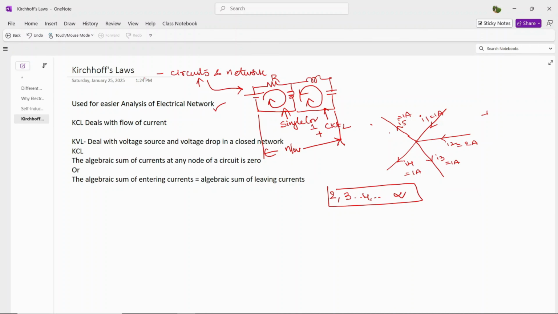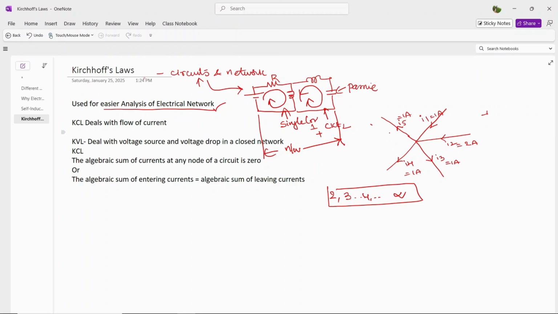So our laws are used for easier analysis of an electric circuit, which consists of a battery, resistor, inductor, and capacitor, where the resistor, inductor and capacitor are energy absorbing elements called passive elements. An electrical network is formed with the combination of resistor, inductor, capacitor with active elements such as a battery or generator. So this is the main purpose of Kirchhoff's laws: easier analysis of an electrical circuit and network.